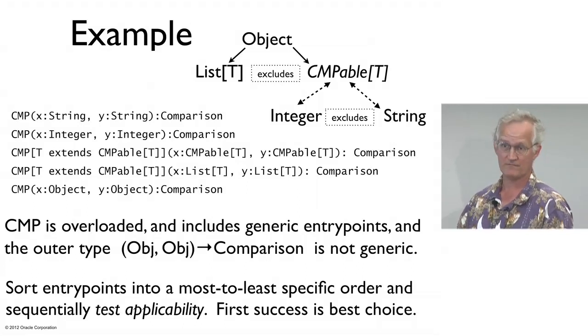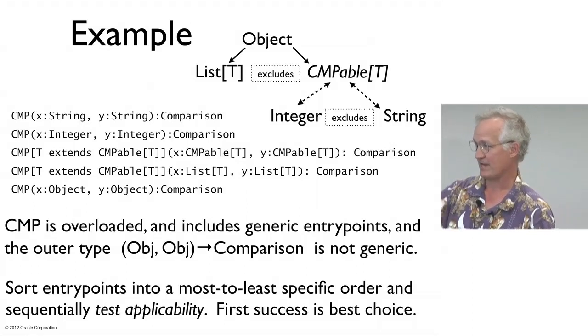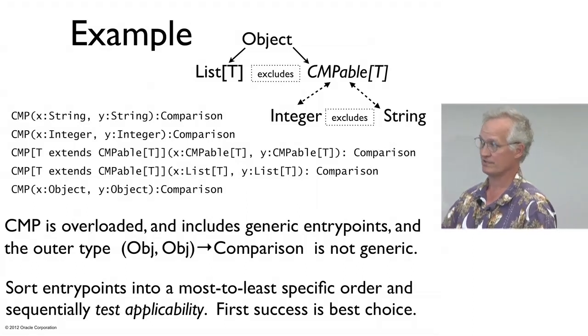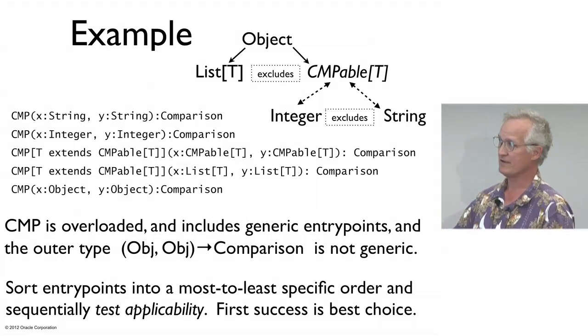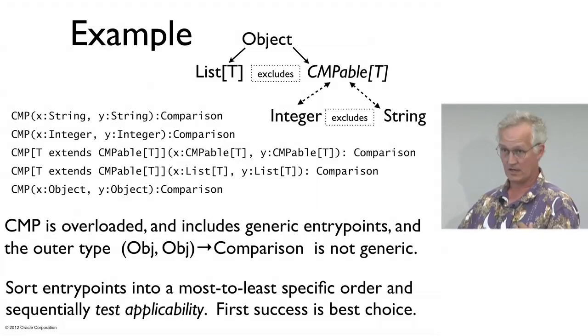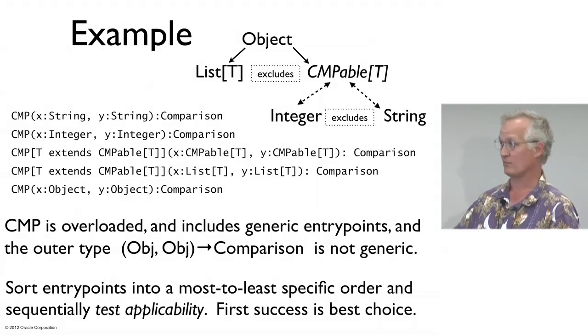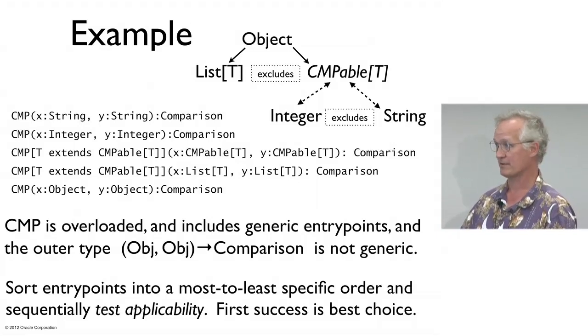And then we have an overloaded function compare, an operator really. And I've sorted these, as you see at the bottom of the slide, into most to least specific order. So we have the boring leaf types at the bottom, string and integer. Both of these overloadings are provided because you want them to go fast. Then we have the general one in the third position. So for any pair of comparable things, you can compare them.